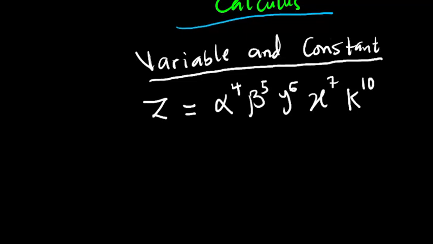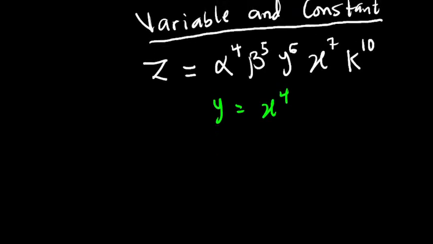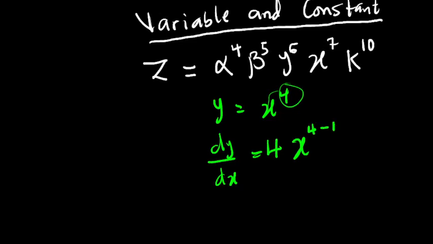Now, let me just quickly say this, though we haven't really started it. In calculus, if you have y is equal to x raised to power 4, if you are to find dy dx, you have to bring down this 4, then you write everything back and subtract 1 from 4. That means you have 4x raised to power 3.